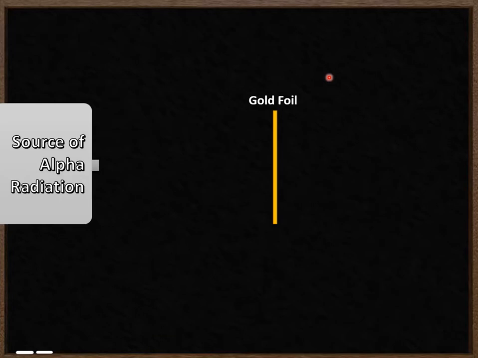This is the experiment that he devised. He found a source of alpha radiation and decided to fire the particles at a thin piece of gold foil. Gold foil is quite unique in that it can be rolled incredibly thin, so this piece of gold foil is actually only a few atoms thick. He decided to fire the alpha particles at the gold foil to see what would happen, depending on the results that would tell him about the structure of the atom. So this is what he saw.